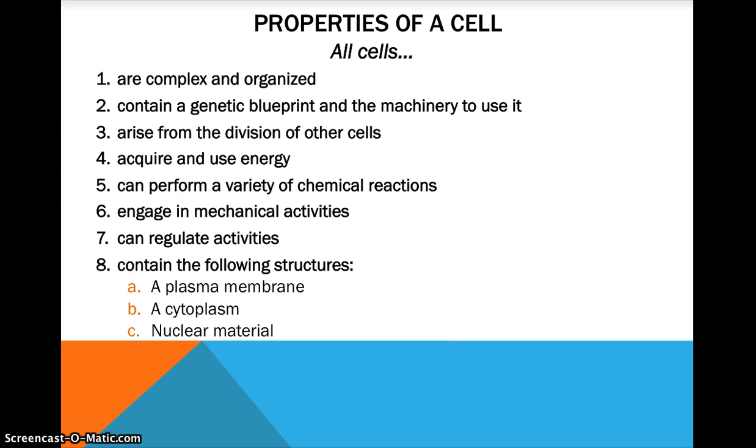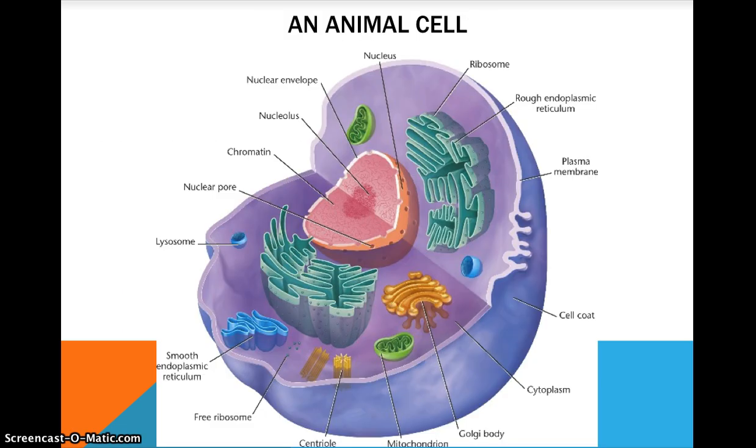Keep this in mind. Every living cell has a plasma membrane, a cytoplasm, and nuclear material. Now, a plasma membrane separates the cell from its external environment. So if it's a multicellular thing, then it's one cell being separated from other cells. And if it's a unicellular organism, it's that cell being separated from everything around it. A cytoplasm is the fluid-filled center of the cell, and the nuclear material is basically the genetic information stored as DNA.